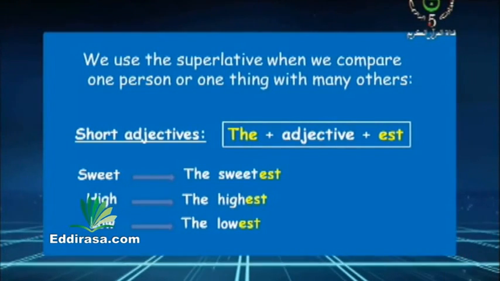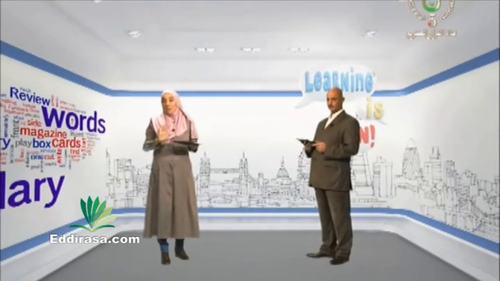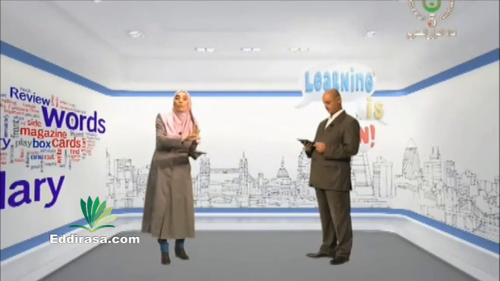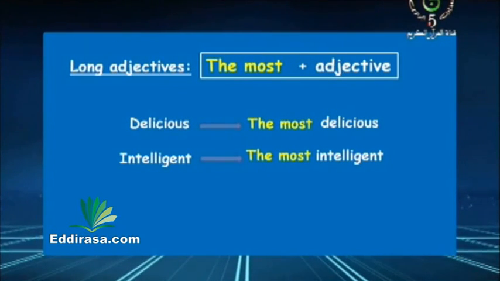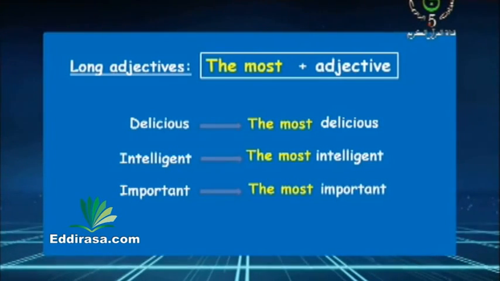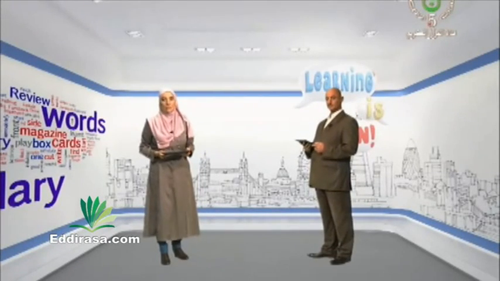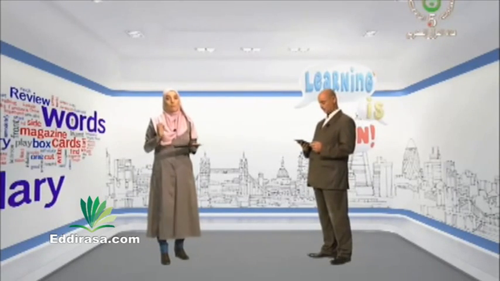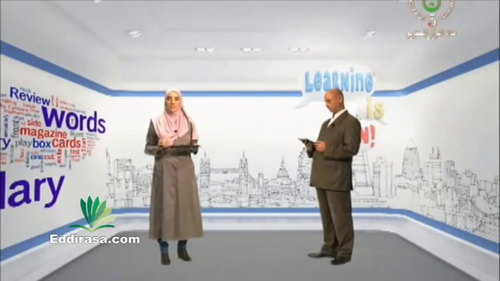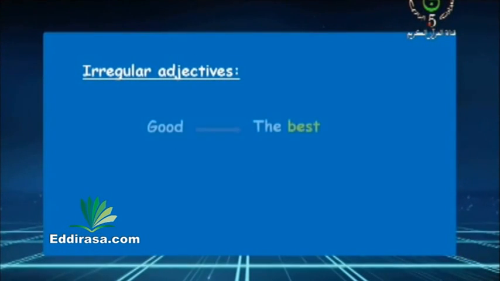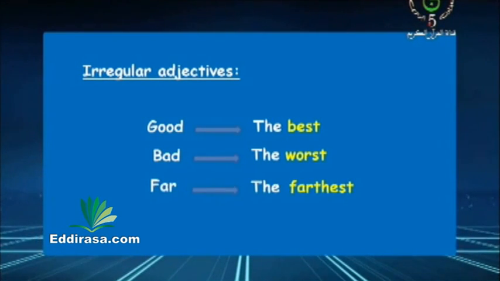For the second type of adjectives, the long ones with more than 2 syllables, it is vital to put the most before the adjectives. Don't touch the adjective, just leave it as it is. Just put the most before it. Check the examples. Delicious, the most delicious. Intelligent, the most intelligent. Important, the most important. Make sure you don't make mistakes when using adjectives in the superlative form. In the last part, we have the famous irregular adjectives that you should memorize. Here, the adjectives are going to change form. We don't have any rule, just need to memorize them. For the first one, good becomes the best. For the second one, bad becomes the worst. And for the last one, far, it becomes the furthest.